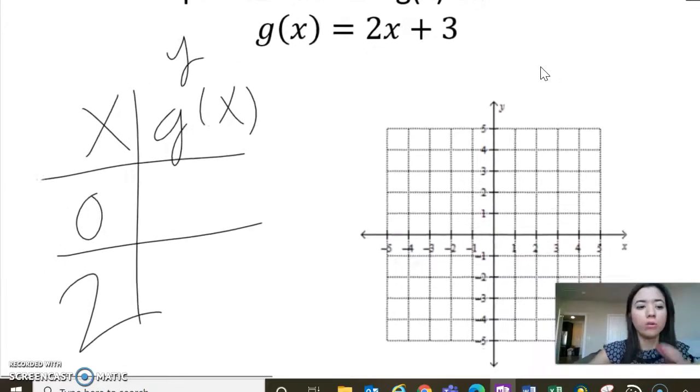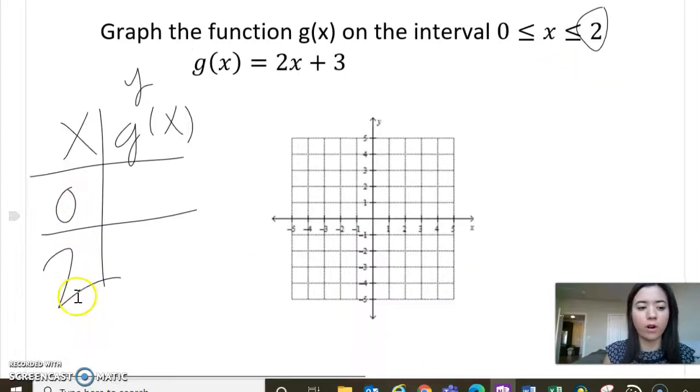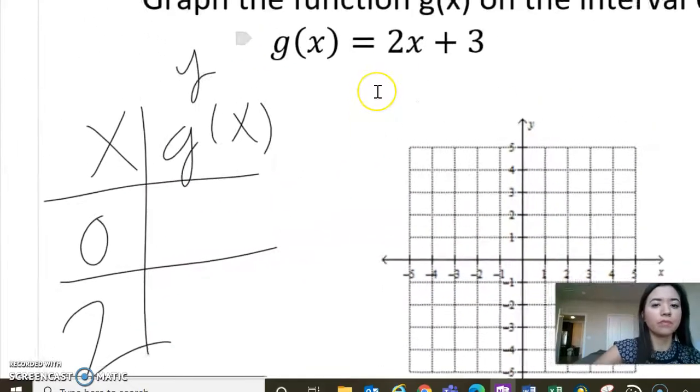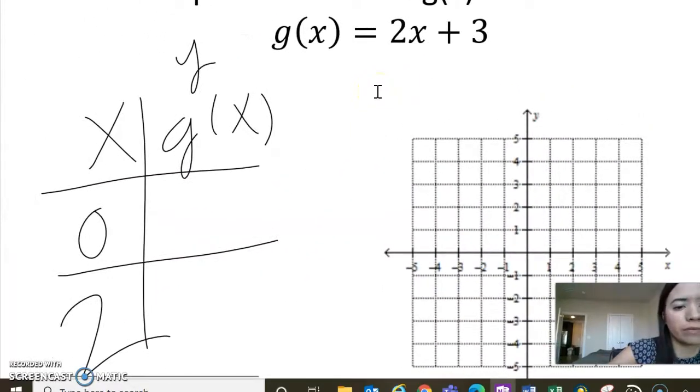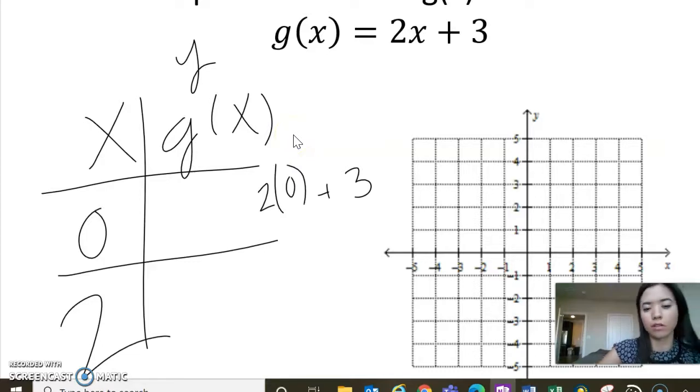Okay, so we have our two x values that we need. Our smallest x value was 0. Our largest x value was 2. And now we can plug them into our equation. So we have 2x plus 3. But I'm telling us that x is going to be 0. This is my input. So instead of having x here, let's go ahead and input 0. 2 times 0 is 0 plus 3.